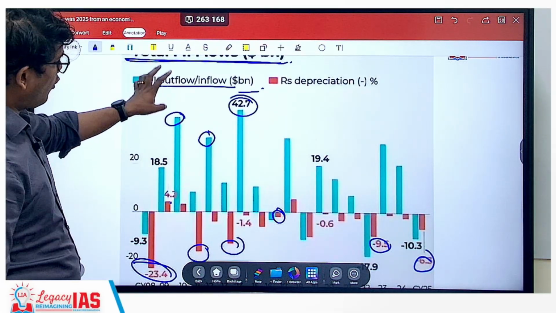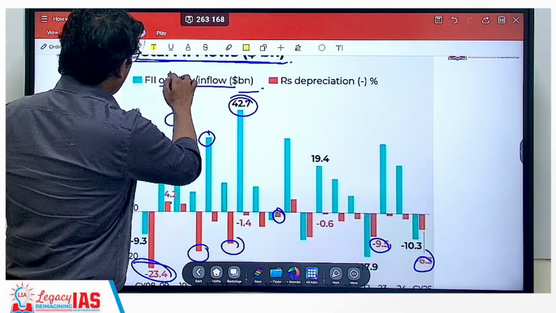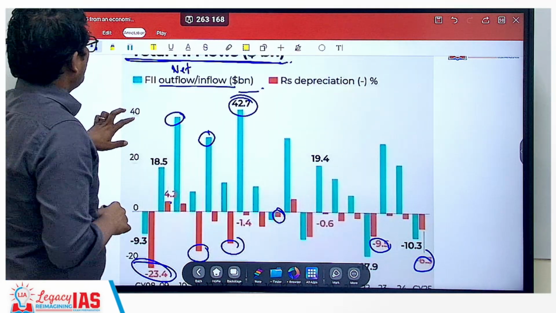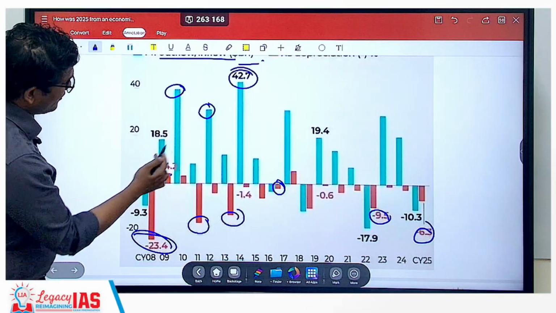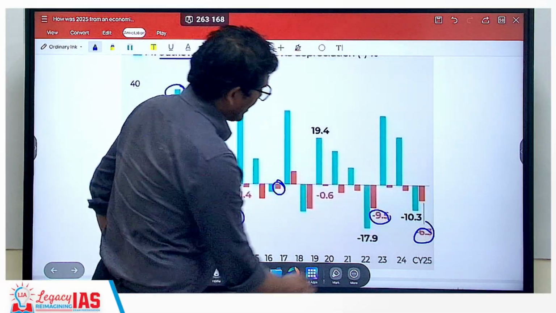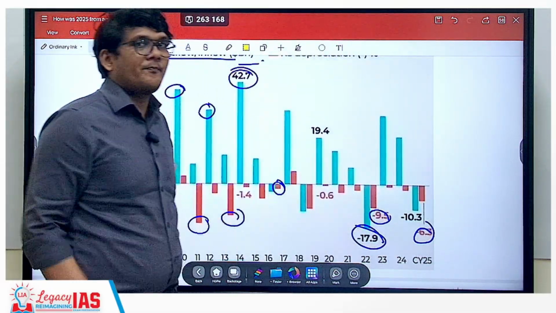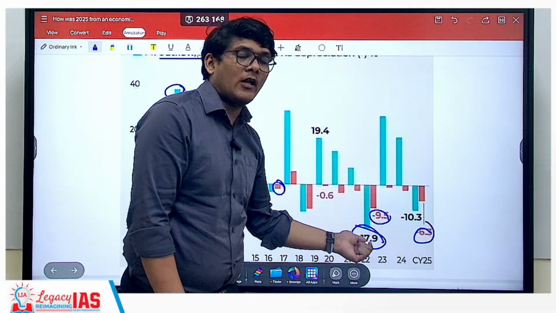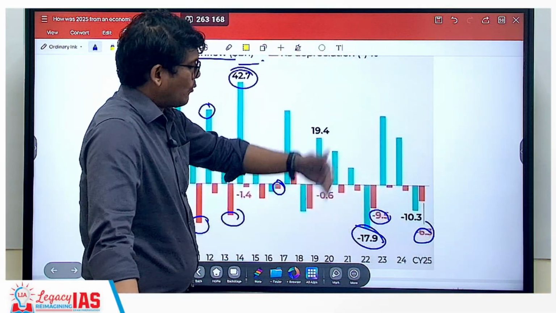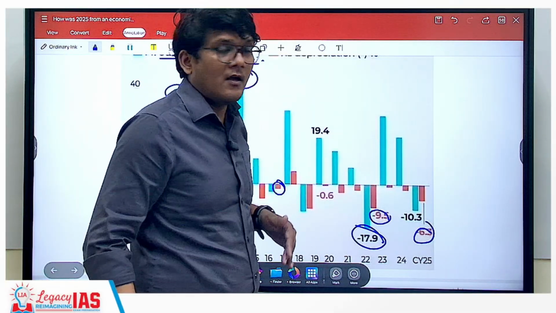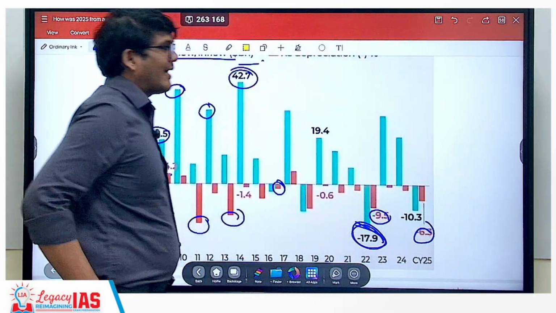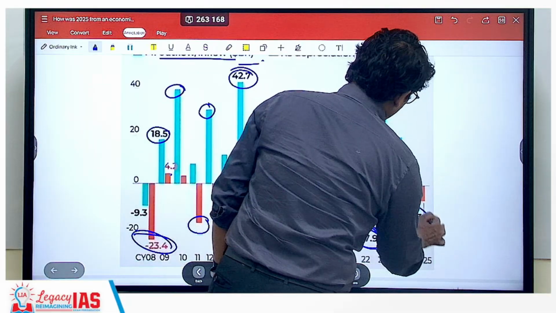Now, the net flow is basically inflow minus outflow, which will give you a net flow. So this net flow here is positive, right? But if you look at over here, the net flow is negative. That means $17.9 billion is the net outflow from the nation. So if 50 is coming, 67.9 is going out. So on an average, minus 17.9 is the net flow. And here minus 10.3 is the net flow.